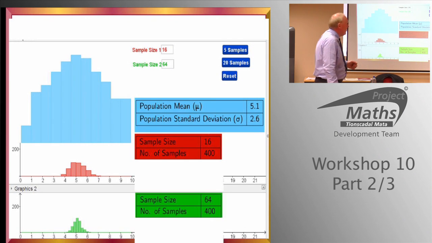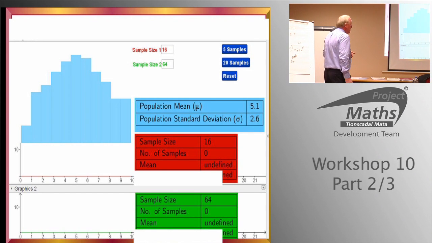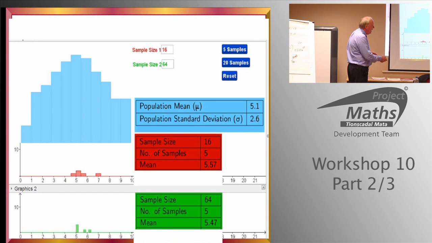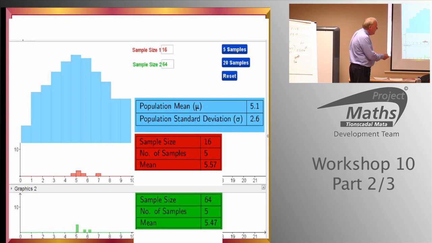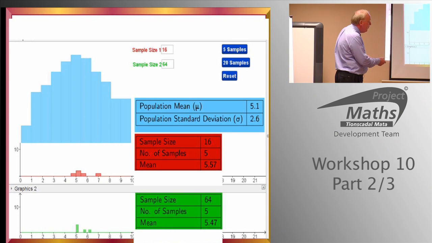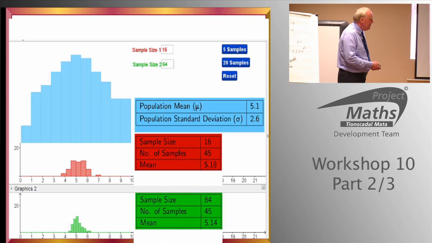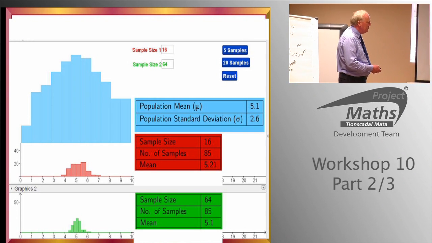Okay, now let's look at the means. Just concentrate on the mean. These values come in here. That's 5.1, and we'll be comparing these to 5.1. So when I take all these samples and work them out, I get 100 of them. I get 5.15 and 5.1. So there's really no big difference between the sample size of 64 and 16. Sample size has no effect whatsoever on the mean.